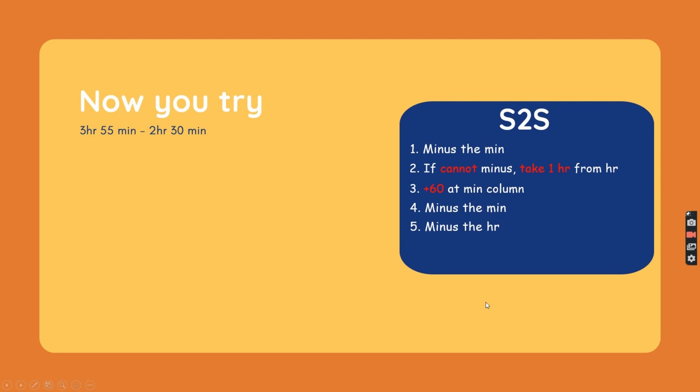Next, you can try this one. 3 hours 55 minutes minus 2 hours 30 minutes. Again, do it slowly, one by one, and just follow the step. If you can minus 55 minus 30, then you do not need to do step number 2, number 3, and number 4. So you can just jump straight to step number 5.